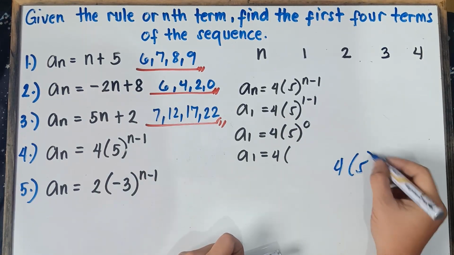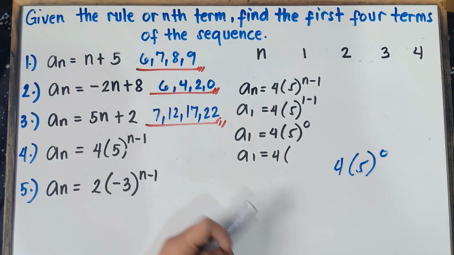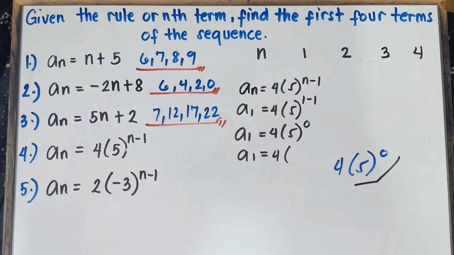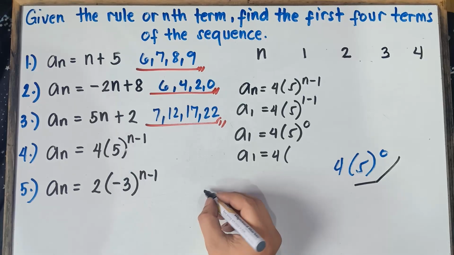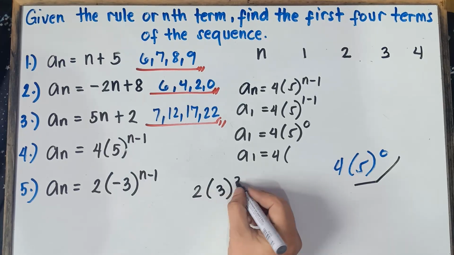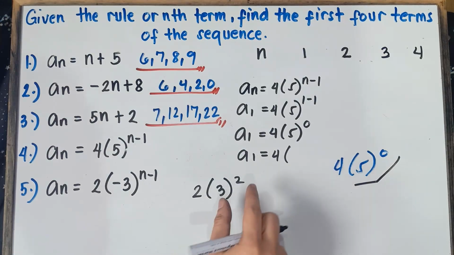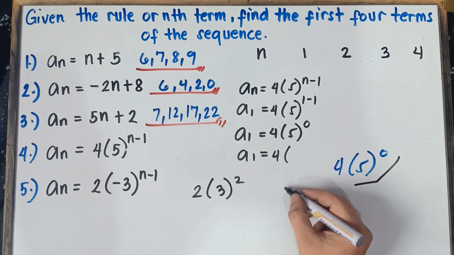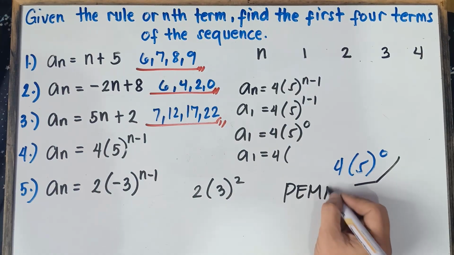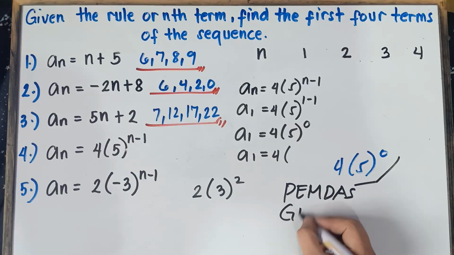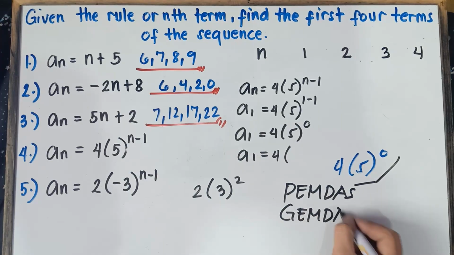Once again, class, do not multiply this one first. 4 times 5 and then raised to the power of 0. Simplify this one first. Parentheses, exponents come first. You always follow PEMDAS, class. Example, if I say 2 times 3 raised to the power of 2, can we multiply 2 and 3? Nope, class, you can never multiply 2 and 3 first. It should be parentheses, exponents first. You always follow PEMDAS, or GEMDAS, which you had during your grade 7.